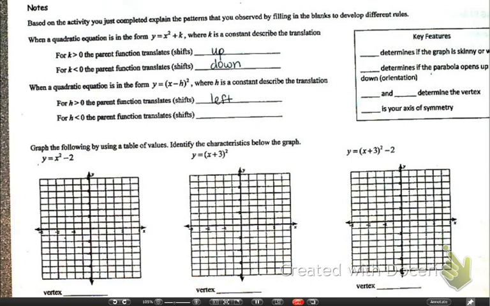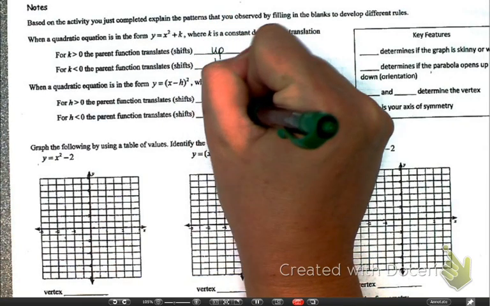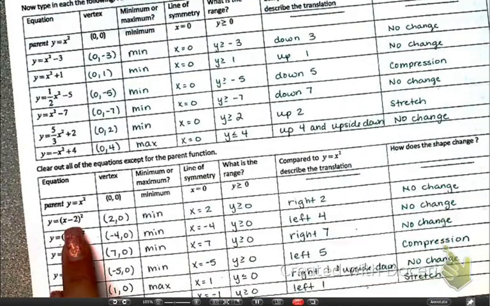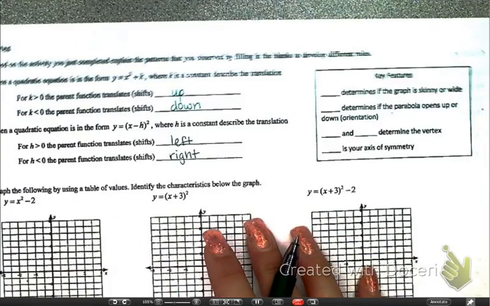When h was less than 0, it shifted to the right. So we had that negative number here. We had x minus 2 equals 0. It changed and it shifted to the right. Okay.